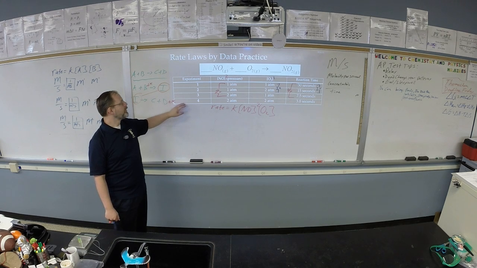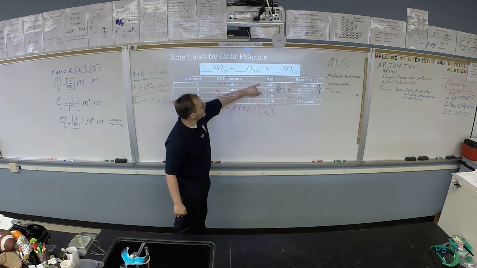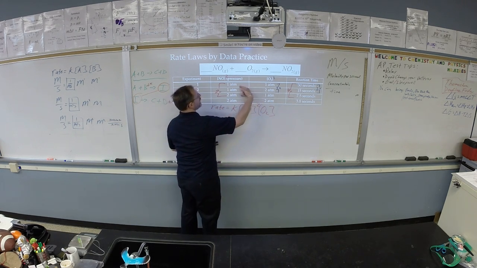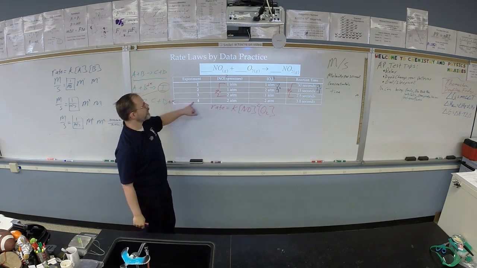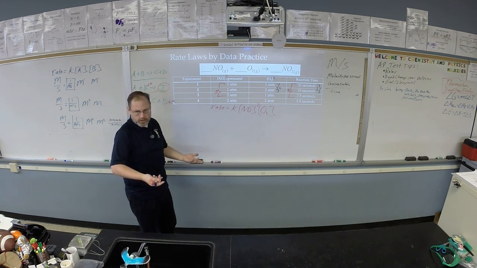Okay. So you just look at what is held, you hold one constant. In this case, the NO is held constant, and we change O2. In this one, the O2 is held constant, we change NO. In this one, we changed them both. The fourth trial is only there for a check.